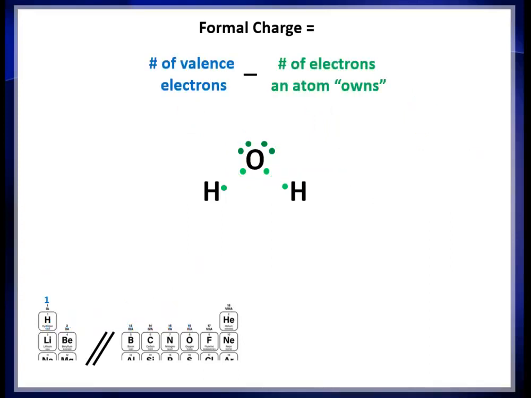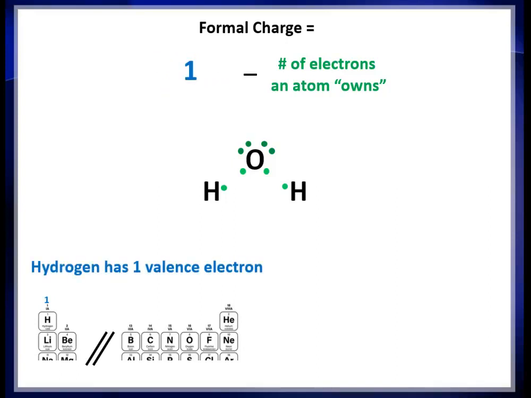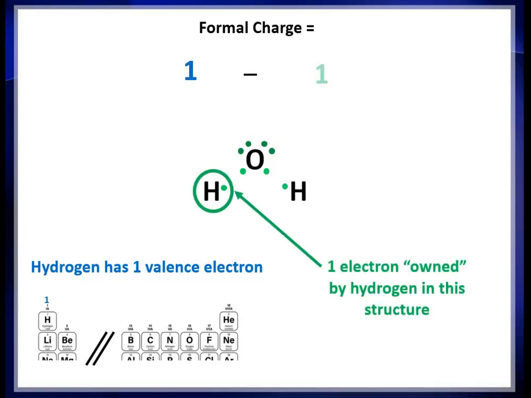Now we can determine the formal charge for any atom in a Lewis dot structure. Take hydrogen here as an example. Hydrogen has one valence electron in its neutral form. It owns one electron in the structure of water, which equates to a formal charge of 0.